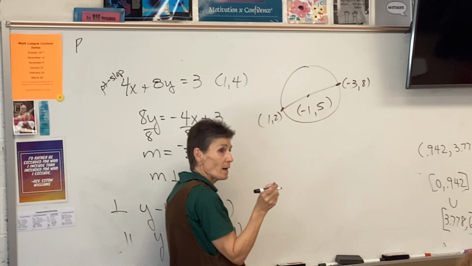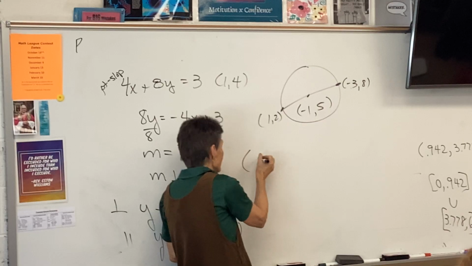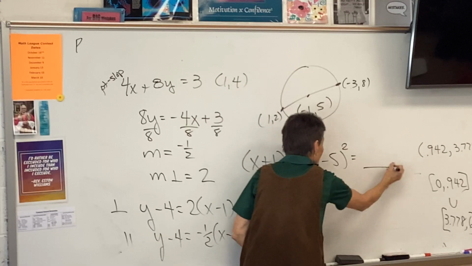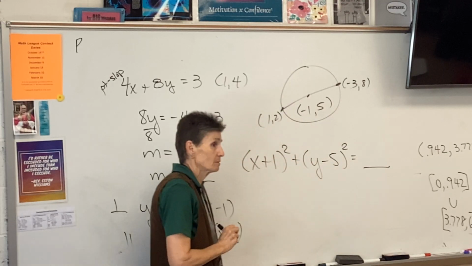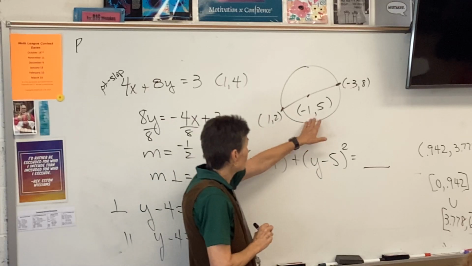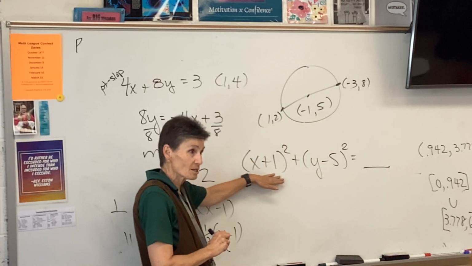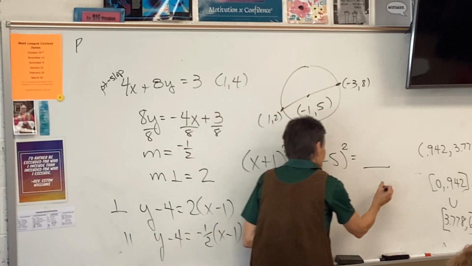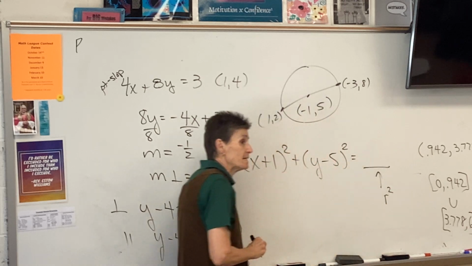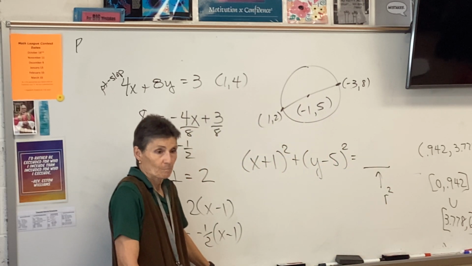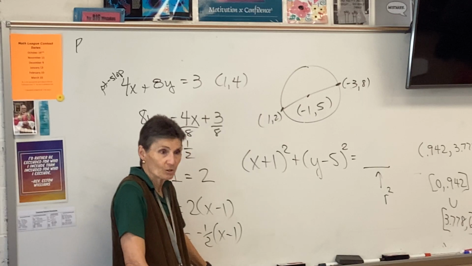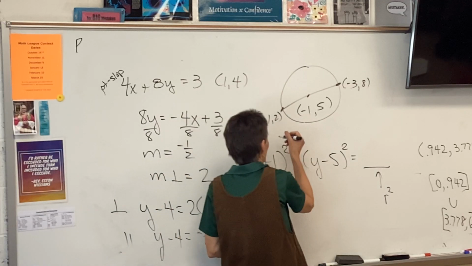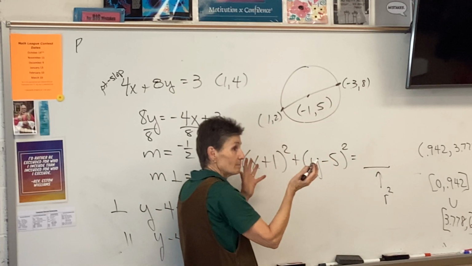You're writing the equation of a circle. You already have most of it. (x plus 1) squared, (y minus 5) squared. The only thing you don't have is that number. Your center was (-1, 5), so (x plus 1) squared, (y minus 5) squared, and then this is going to be r squared, the radius squared. So I guess the next thing we need to do is find the radius, which is the distance from here to here or here to here, right? One way or the other.